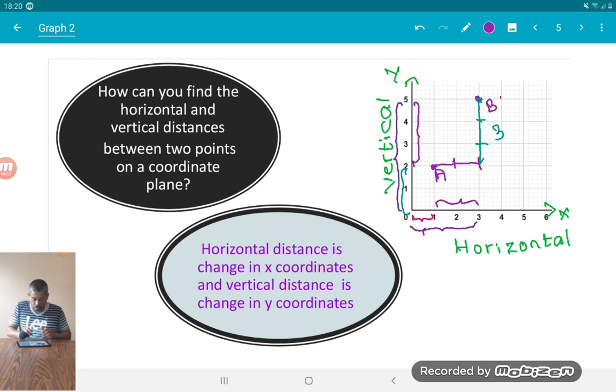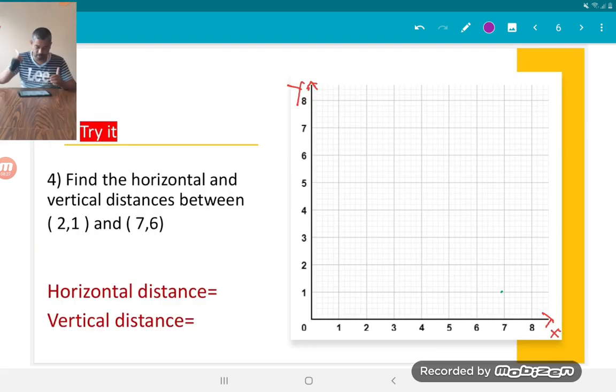So let us read this one. Horizontal distance is change in x coordinates. If you find the change in x coordinates, we will get the horizontal distance, and the vertical distance is change in y coordinates. Okay? We are going to use this concept to solve the next problem. Let us look at number 4. Find the horizontal and vertical distances between 2, 1 and 7, 6.